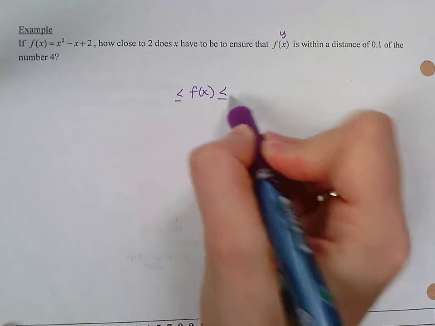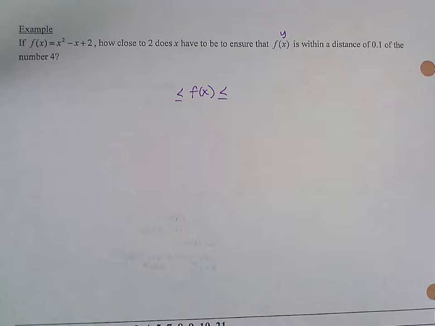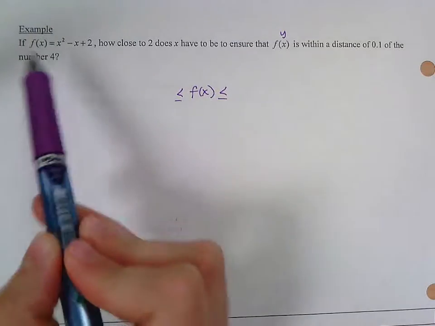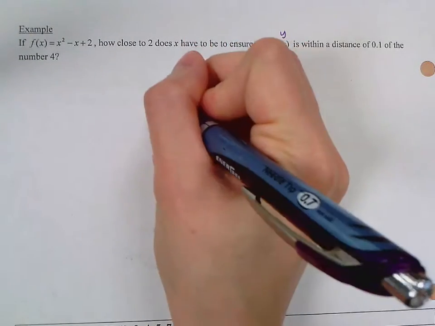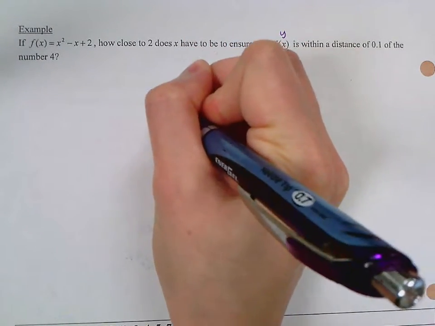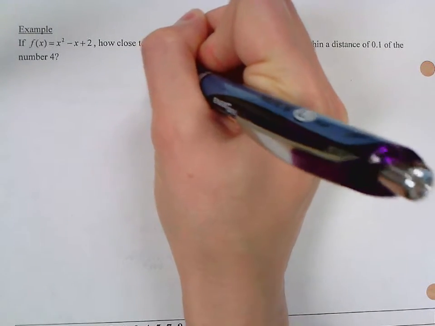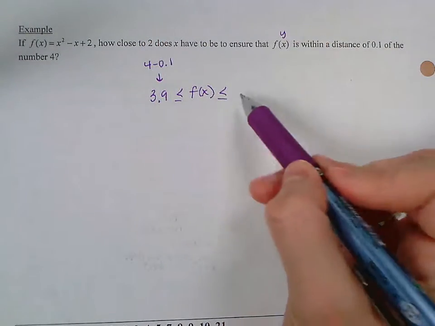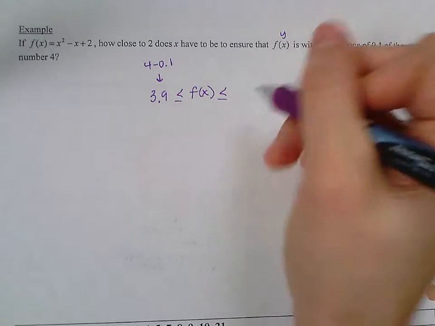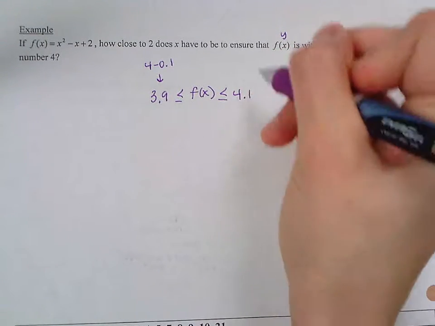So I could say within would be greater than or equal to some number, but less than or equal to a different number. And if it's a distance of 0.1 of the number 4, I can take 0.1 less than 4, which would be the number 3.9. So this is 4 minus 0.1.